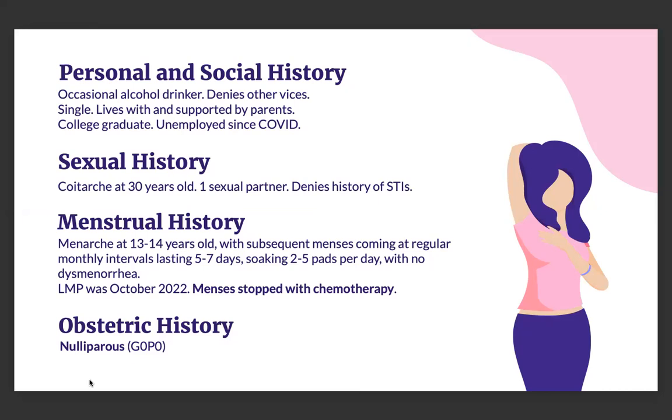STIs. Then menstrual periods are irregular, lasting 5 to 7 days, soaking 2 to 5 pads a day with no dysmenorrhea. Her LMP was in October 2022, but menses stopped with chemotherapy, and she is nulliparous with an obstetric score of G0P0.